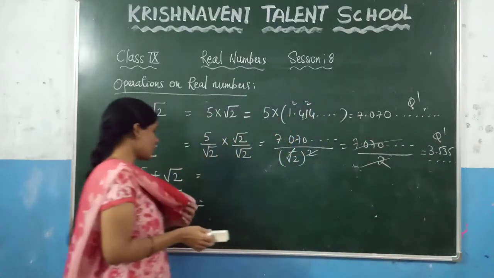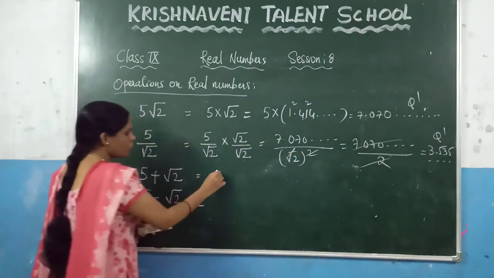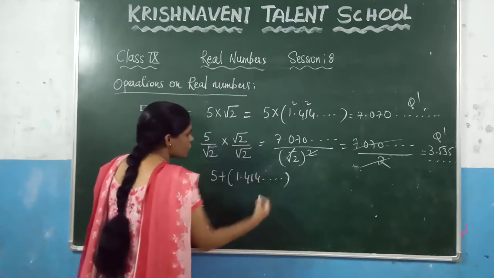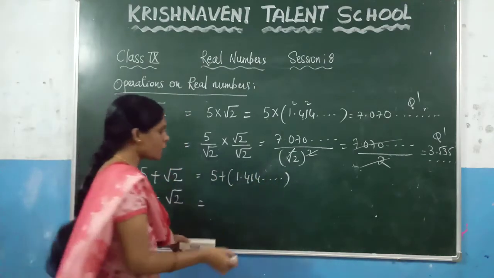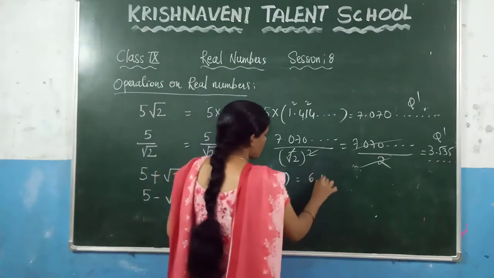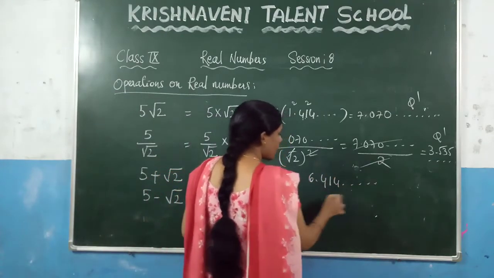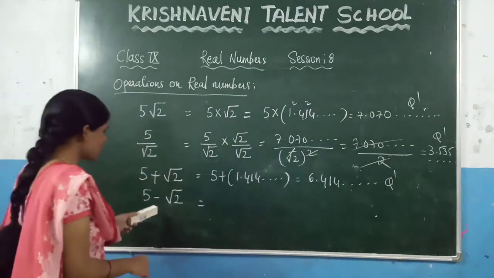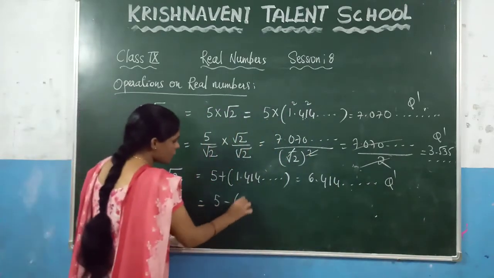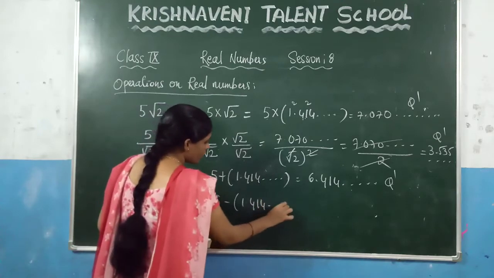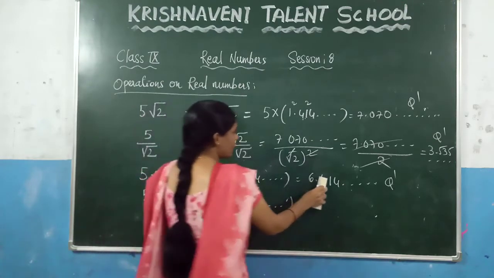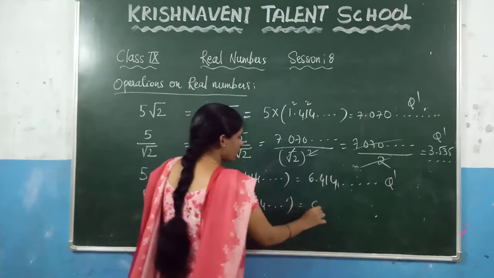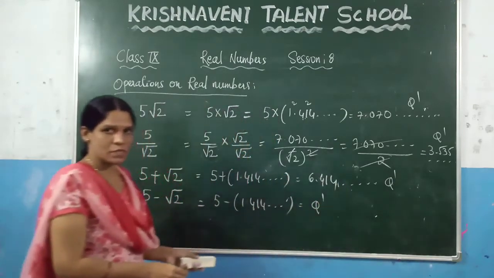And here the next one: 5 plus root 2. What's the value of root 2? 1.414 and so on. If you add this number, what do you get here? 6.414 and so on, and it is also an irrational number. Now check this one: 5 minus 1.414 and so on. If you calculate here, you will again get an irrational number when you subtract.